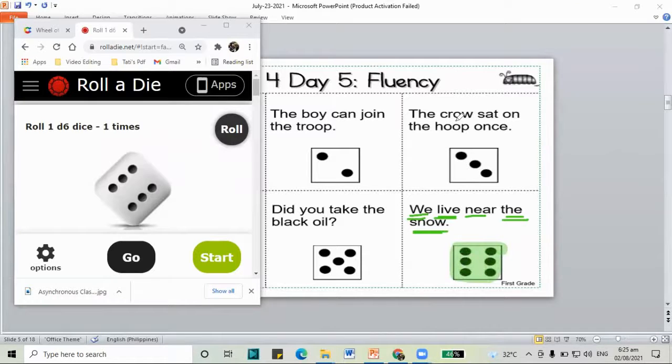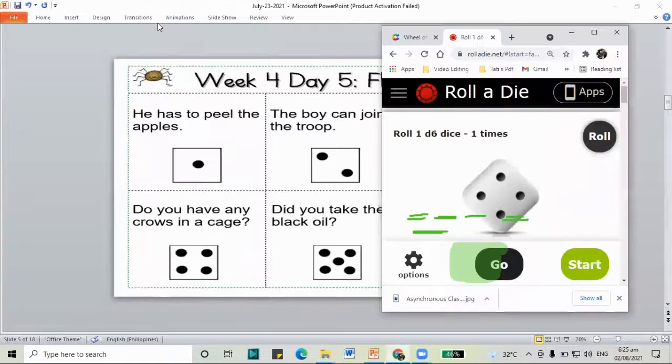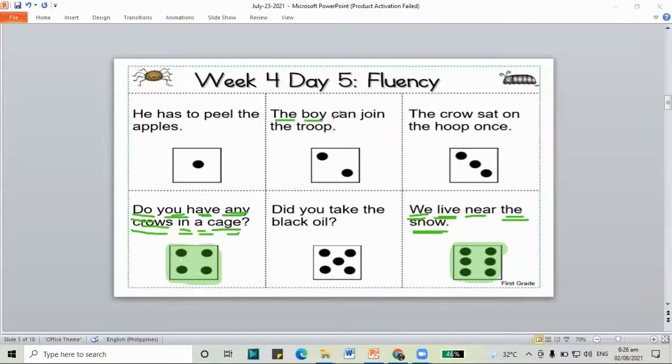We're done with 6. Let's roll the die. Let's read for number 4. Do you have any crows in a cage? Let's read again. Do you have any crows in a cage? Let's color this one. And let's roll again. We have number 2. Let's read. The boy can join the troop. Again, the boy can join the troop. And let's color.